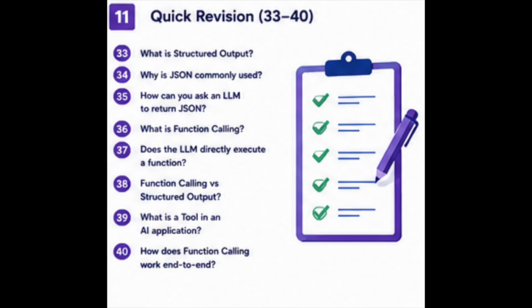Function calling allows an LLM to request an action from our application. The LLM does not directly execute our Java code, and the application controls the actual execution. Structured output gives us data while function calling helps us perform actions. Tools are external capabilities that an AI application can use, and the complete flow is user request, LLM decision, tool call, Java execution, result sent back to the LLM, and finally the response is shown to the user.